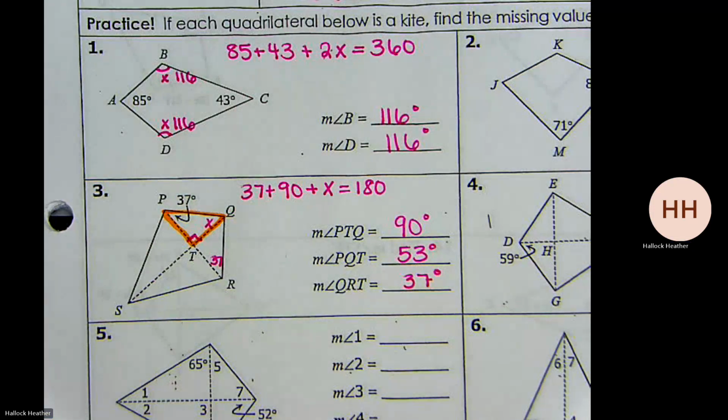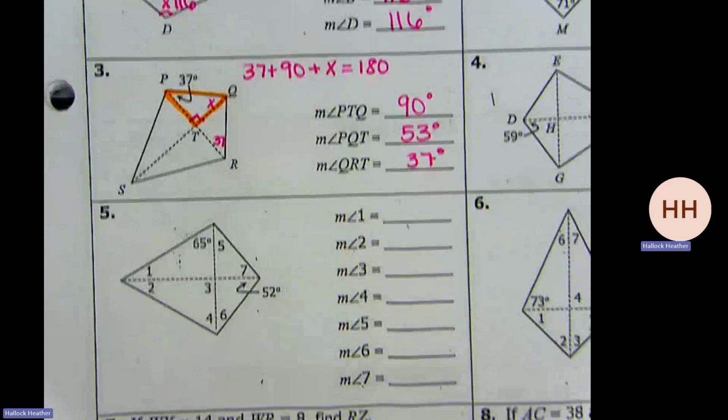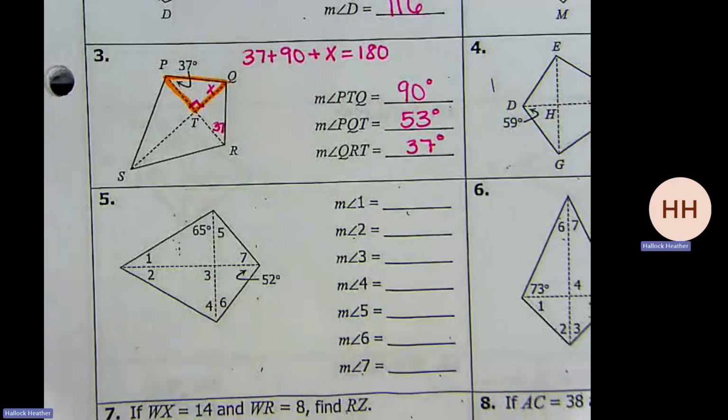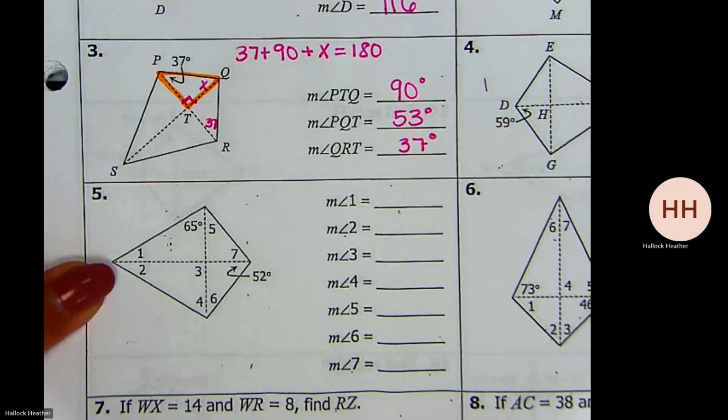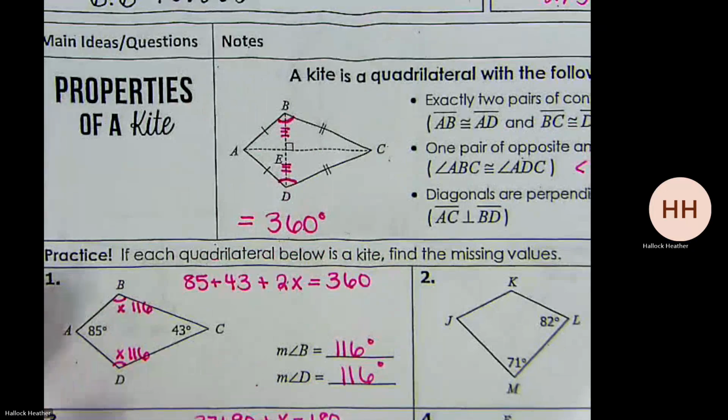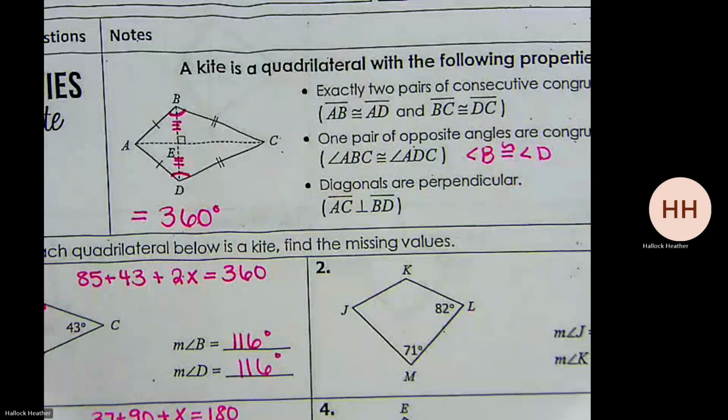Not too bad. What shape is it? This is a kite. So try to move on to number 5. Try to see what you can fill out for number 5. We're just kind of going down the side. Where else can 65 go in number 5?